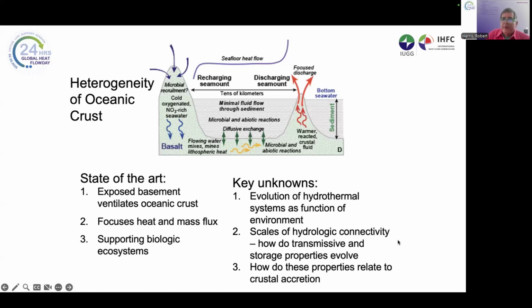What are the scales of the hydrologic connectivity? How do transmissive and storage properties evolve with time? How do these properties relate to crustal accretion? So hydrothermal systems on fast spreading oceanic crust may be different than slow spreading oceanic crust.